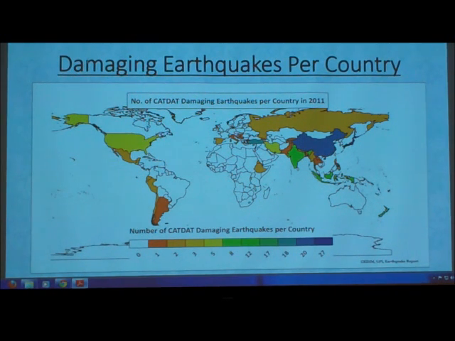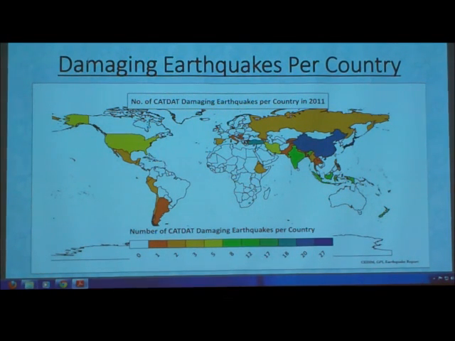This right here is the damaging earthquakes per country in 2011. If you look at the scale down here, you will see that most of the earthquakes occurred in Japan, followed by China, followed by Turkey, India, the Philippines, and then countries like America and Alaska. But you will notice that if you look at Africa, only one country was affected by it. And if you look at Canada, it was not really affected by earthquakes. So those are not generally earthquake-prone regions.